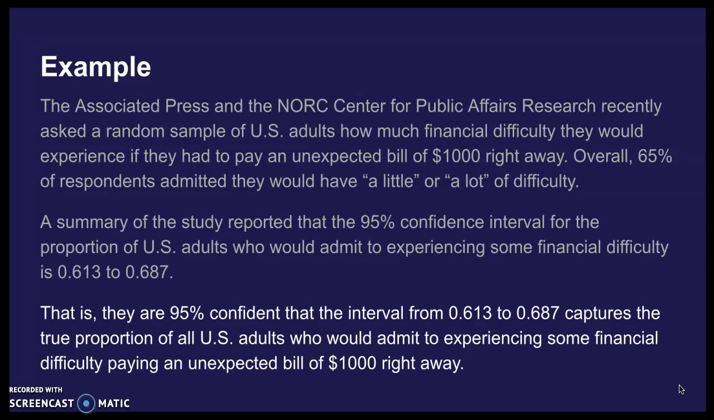A summary of the study reported that the 95% confidence interval for the proportion of US adults who would admit to experiencing some financial difficulty is 0.613 to 0.687. That is, they are 95% confident that the interval from 0.613 to 0.687 captures the true proportion of all US adults who would admit to experiencing some financial difficulty paying an unexpected bill of $1,000 right away.